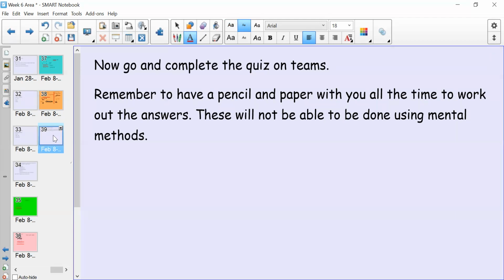Okay, so now you're going to go and complete the quiz on Teams. Remember to have a pencil and paper with you at all times to work out the answers. So you'll not be able to be doing these mentally. So it's not going to be multiple choice either. So you really need to work out the sums and then I will be marking them afterwards.